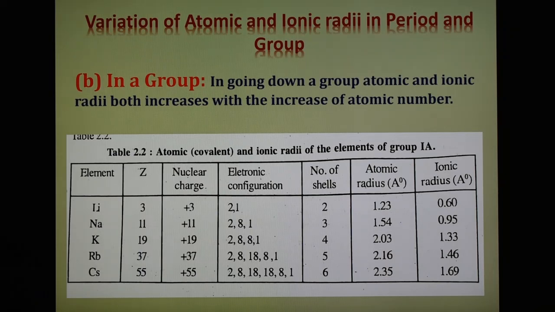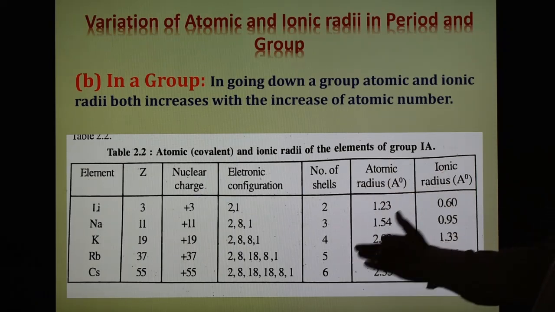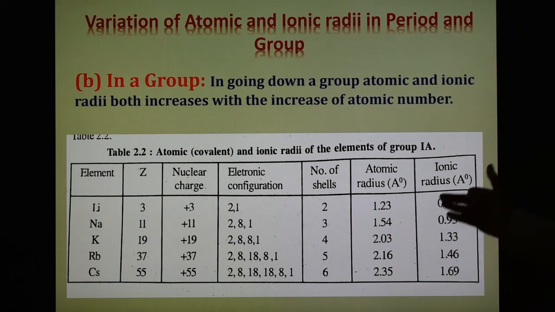So the atomic radii values are shown here. The number of shells is shown: 2 shells, 3, 4, 5, 6, and you see the value increases; ionic radii also increases. This depends upon the size of the atom and the force of attraction. As we go down the group, the number of shells increases, and therefore the size increases and the force of attraction decreases. As the force of attraction decreases, the size increases, and therefore atomic and ionic radii both increase. So this is about atomic and ionic radii.